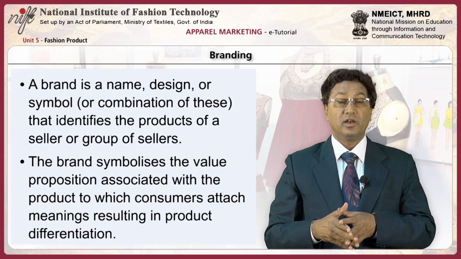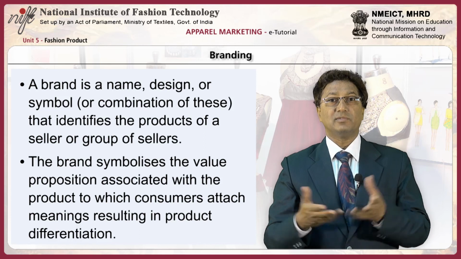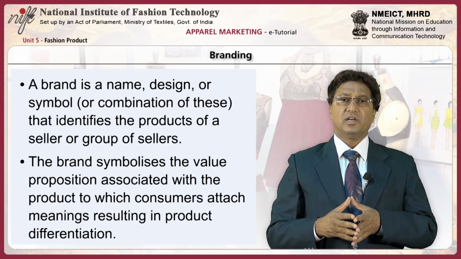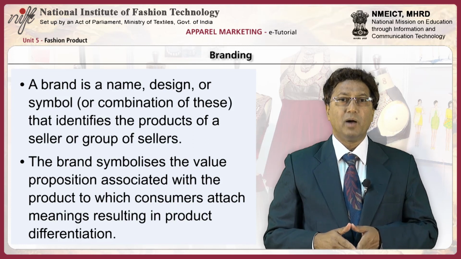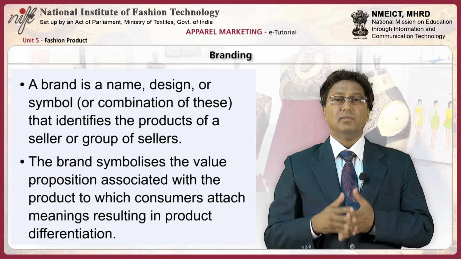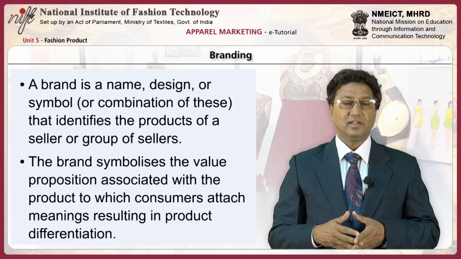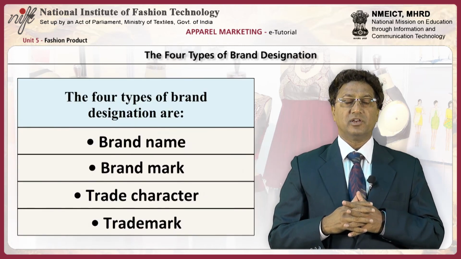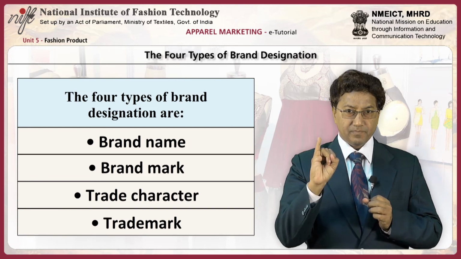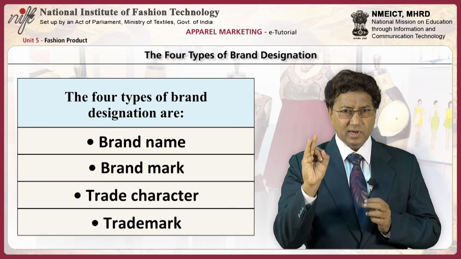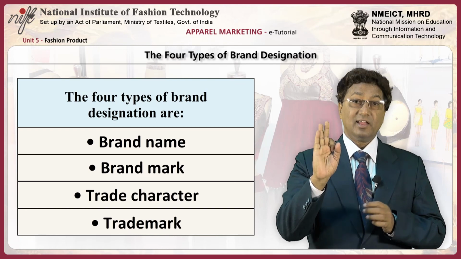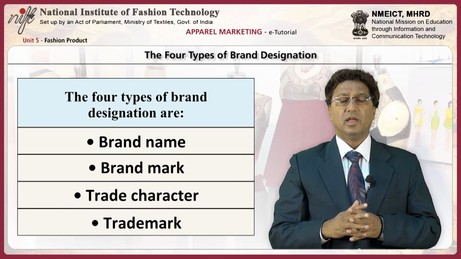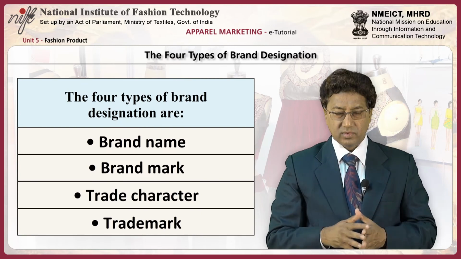Even today, bottled water is branded. What is branded? Even dairy products and poultry products are branded: Amul Misti Dahi, Amul Milk, etc. The four types of brand designation are brand name, brand mark, trade character, and trademark. We will review and learn more about these now.